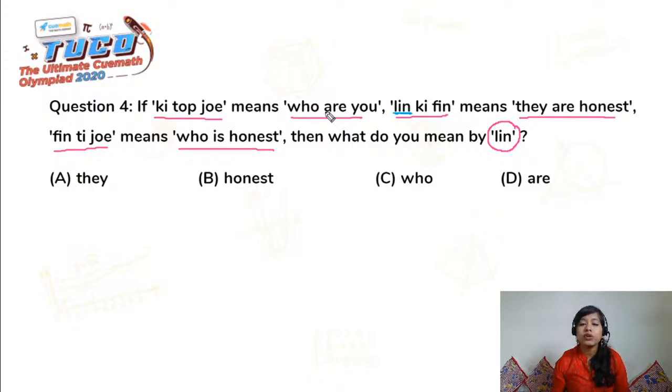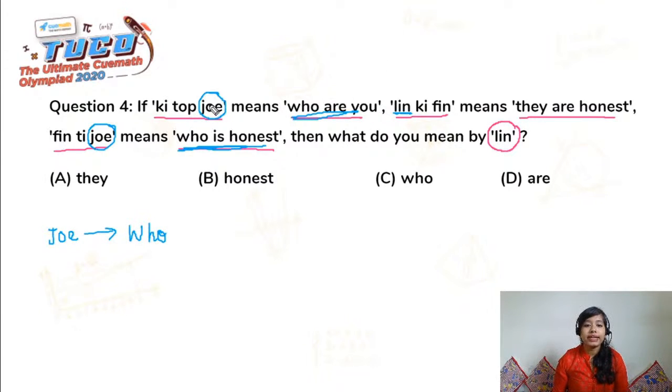And let's look into the English statements now. If you see, this has "who are you." This also has "who is honest." That means the word "who" is common in both of these, right? And let's see what is common between these two statements. We see that Joe is common in these two statements. So can I say that Joe is going to be "who"? Yes, I can say that Joe is going to be "who."